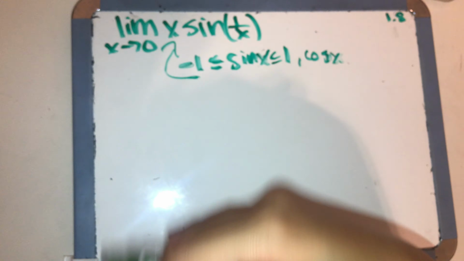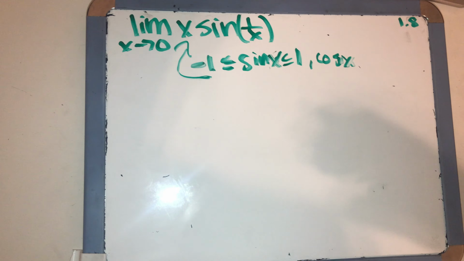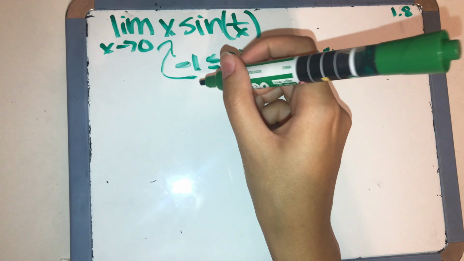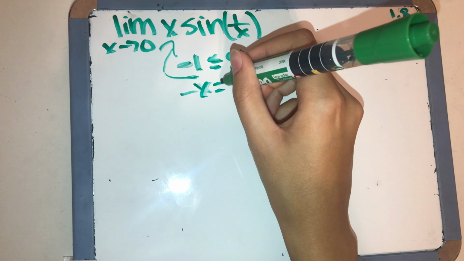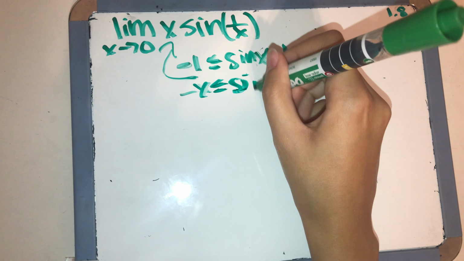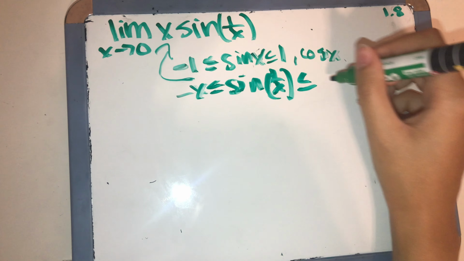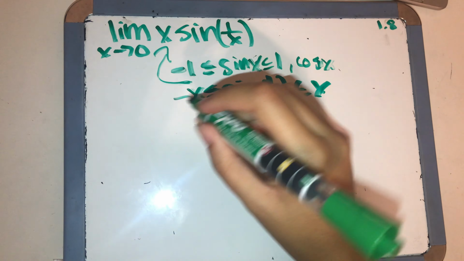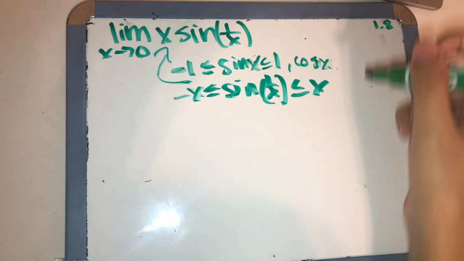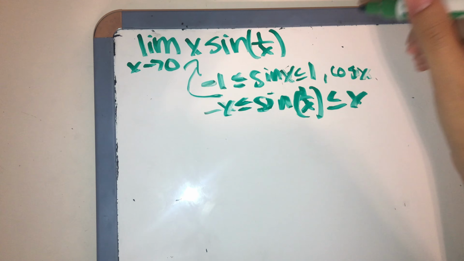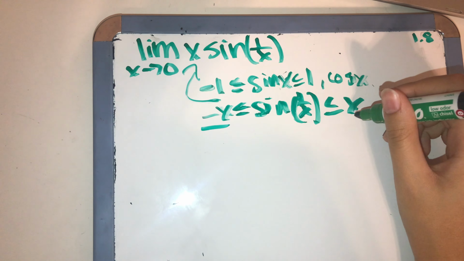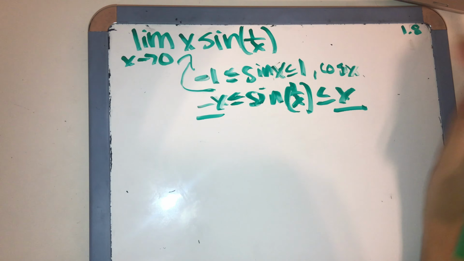So now let's start solving it, actually this time. This would be -x less than or equal to x sine of 1 over x, and then less than or equal to x. Now we just replace that into the equation. The next step is to solve both ways: solve for -x and solve for x. So you see what I mean by both ways now?